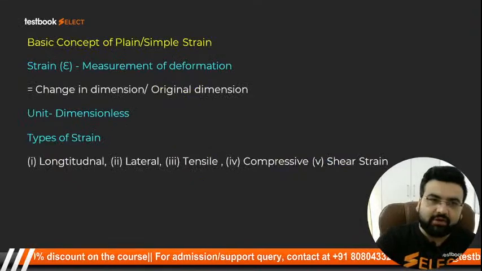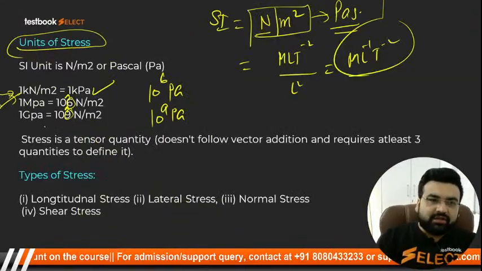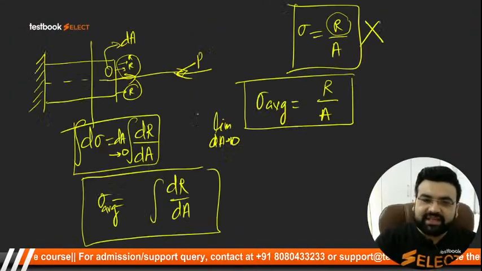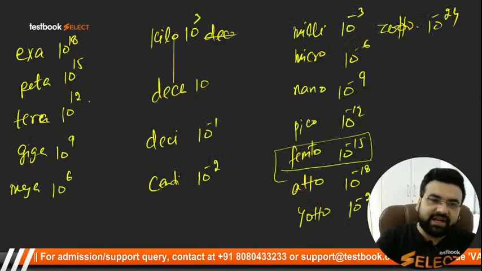So from here we have got this. That is, gigapascal is 10 to the power 9 Pascal. See here, giga stands for 10 to the power 9 Pascal.